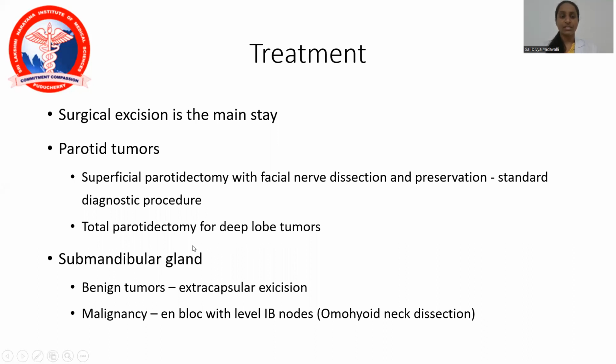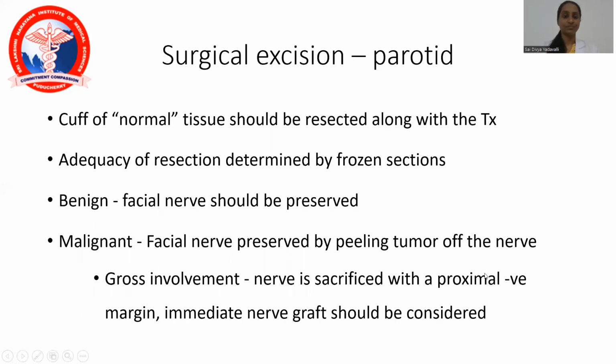gland. For the submandibular gland, benign tumors should be excised via an extracapsular excision, and malignant tumors should be excised en bloc with the level 1B lymph nodes. This is also called an omohyoid neck dissection.